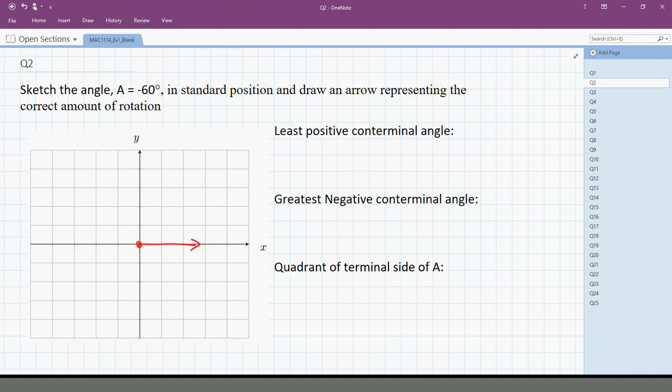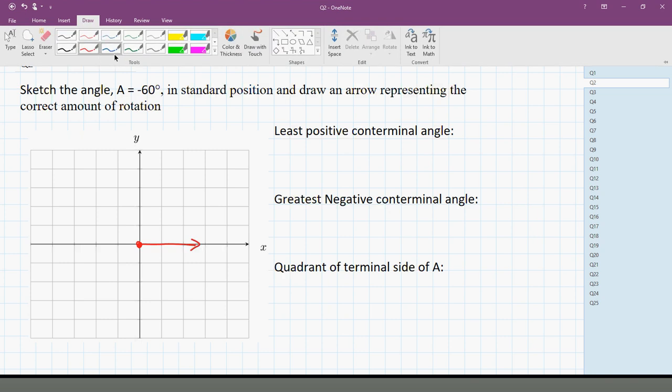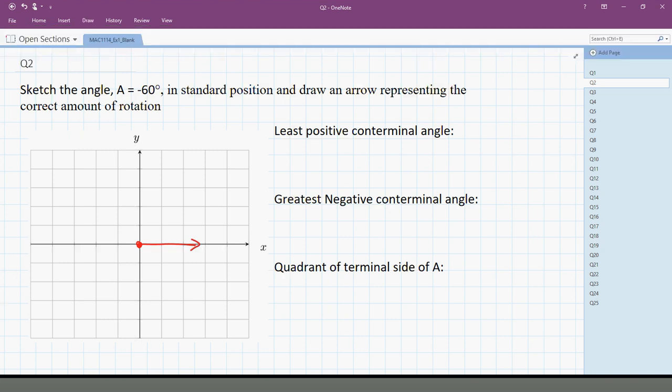There's our initial side. Then where does the terminal side now go? Clockwise 60 degrees. So I'm just guesstimating this, and that's what they're looking for. And on this one, if I remember correctly, on your test, it'll be a multiple choice. They'll have a couple of pictures, and you will pick the one that is correct. So that's the picture that you're looking for. That is a standard position, negative 60 degree angle.